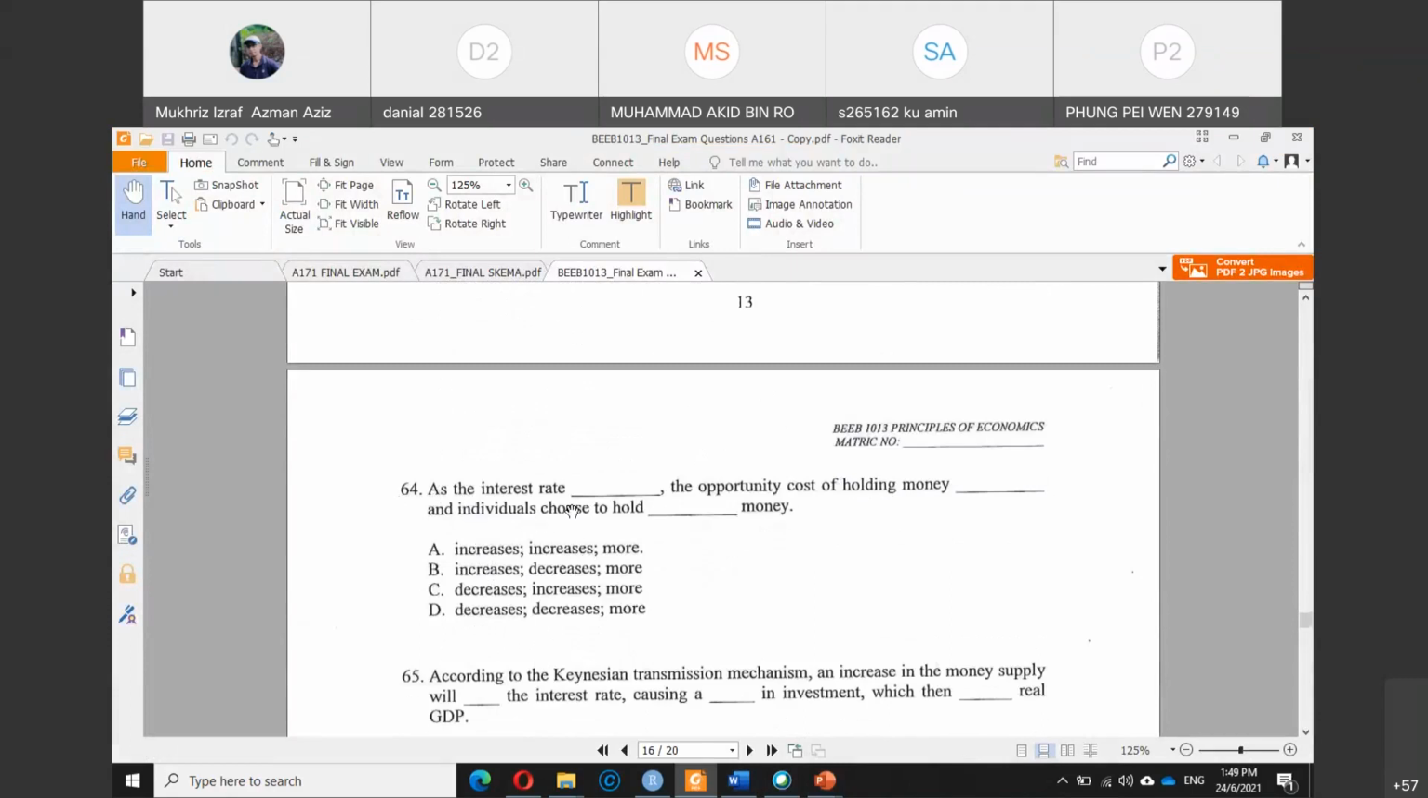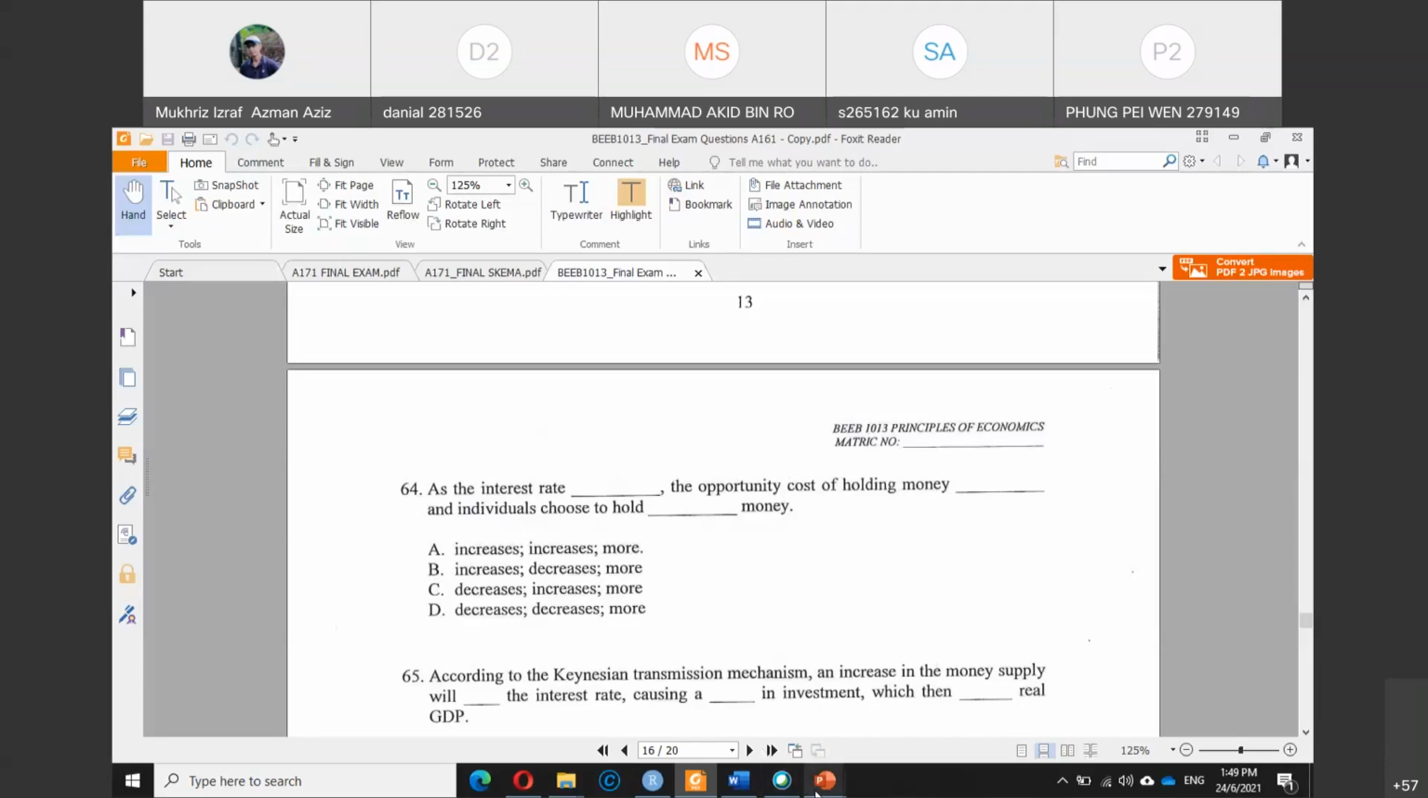Okay, as the interest rate increases or decreases, does the opportunity cost of holding money decrease or increase, and do individuals choose to hold what money? More. So you know that the last answer should be more, because A, B, C, and D all have the same answer. So what will cause you to hold more money, meaning you put more money in your wallet rather than in the bank? When do you keep money in your wallet rather than put it in the bank?